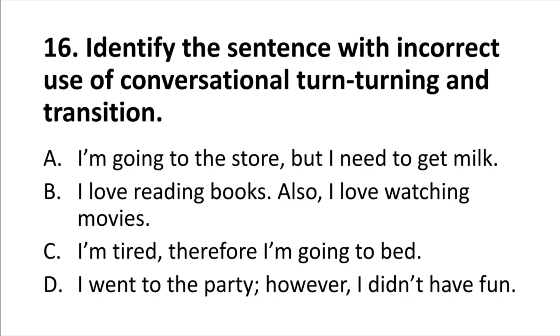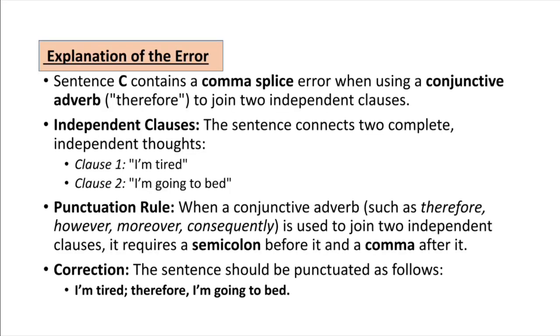MCQ number 16. Identify the sentence with the incorrect use of conversational turning and transition. Option A, I'm going to the store but I need to get milk. Option B, I love reading books. Also I love watching movies. Option C, I am tired, therefore I am going to bed. Option D, I went to the party, however I didn't have fun. So here we need to identify the sentence with incorrect use of conversational turning.